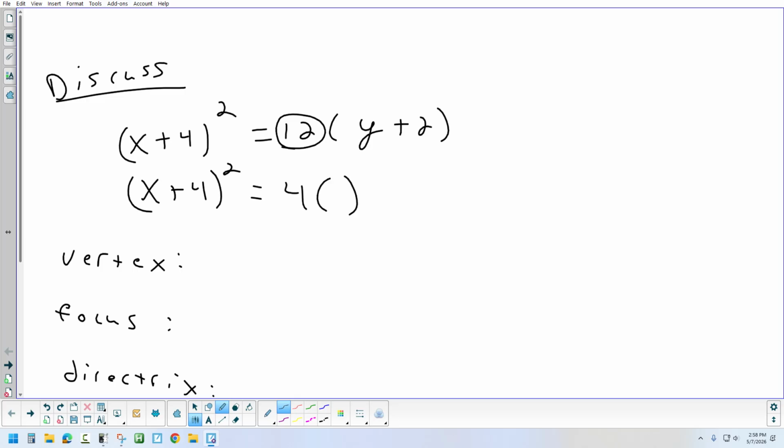And the number that's going to go in the parentheses, that is your A value. Okay. So what number would go inside the parentheses? 3. So that's our A value. That tells us how far away the focus is going to be from the vertex. It also tells us how far away the directrix is going to be from the vertex.